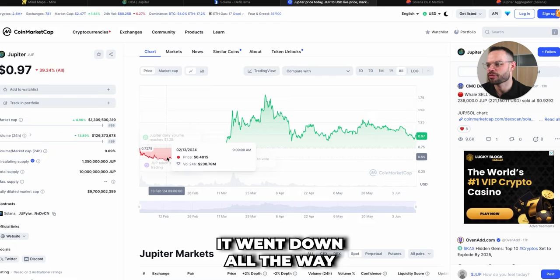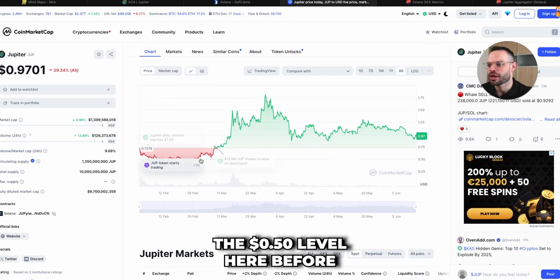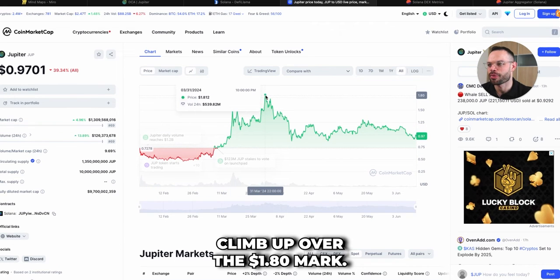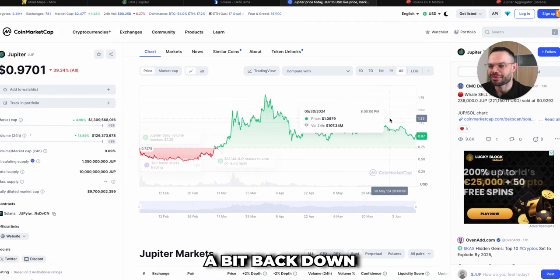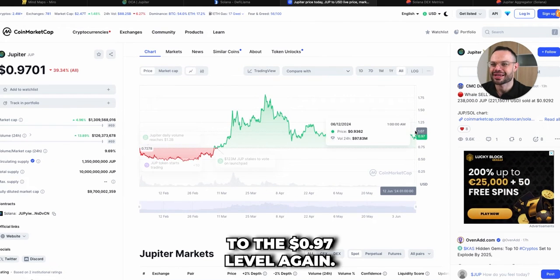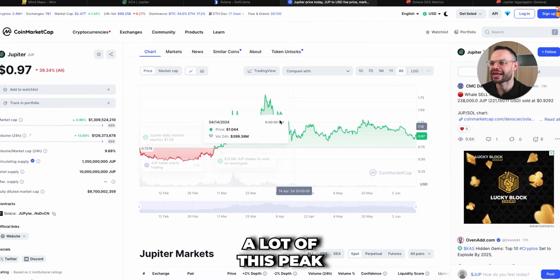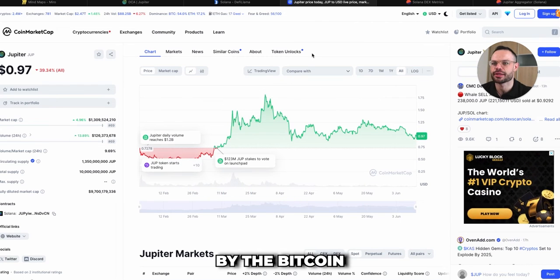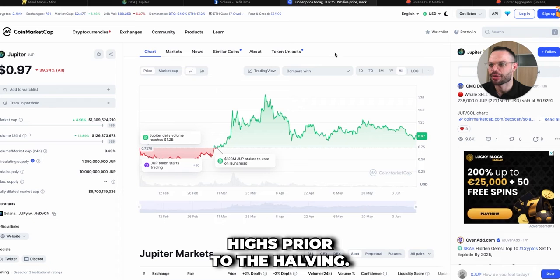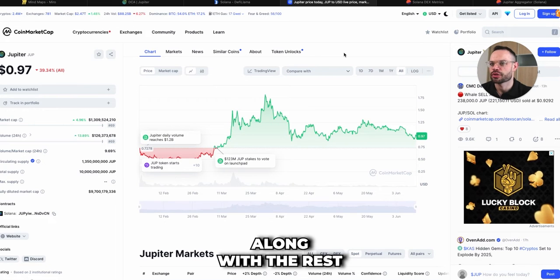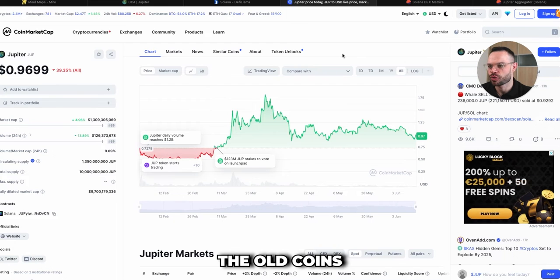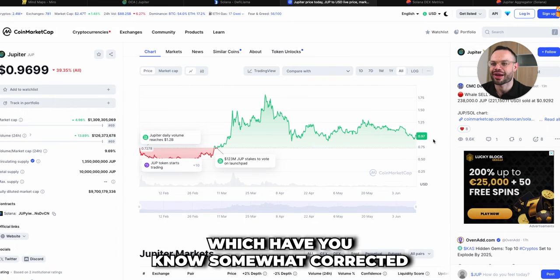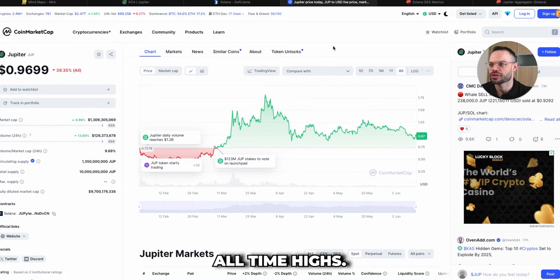It went down all the way below the 50 cents level here before making a big climb up over the $1.80 mark. But since then, we've retraced a bit back down to the 97 cents level. Again, a lot of this peak was driven by the Bitcoin price putting in all-time highs prior to the halving. Along with the rest of the market, we saw inflated prices for a lot of the altcoins, which have somewhat corrected since Bitcoin put in those all-time highs.